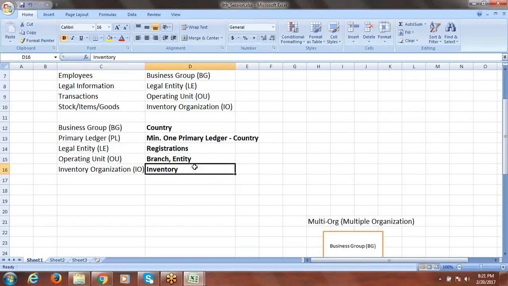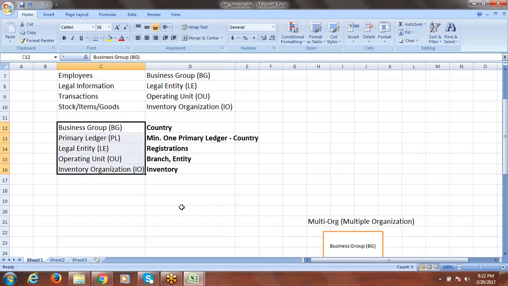And whatever warehouses they have, our inventories, those many inventories we have to create. Say the client has 10 warehouses, then we have to create 10 inventory organizations in the system. Okay, so this is the point we have to understand. We'll be creating one additional also, for system purposes, that we'll discuss later. So these are the simple points to understand.